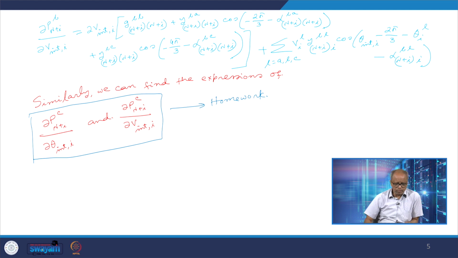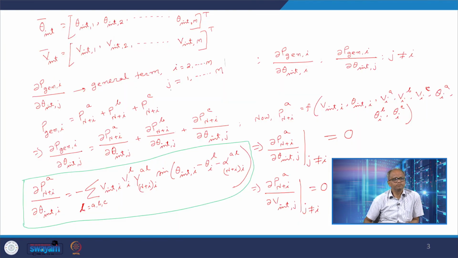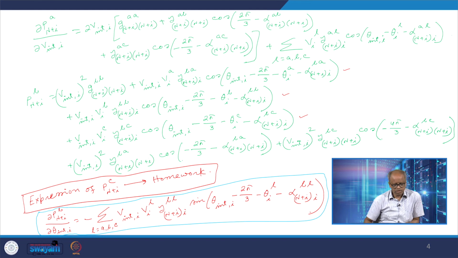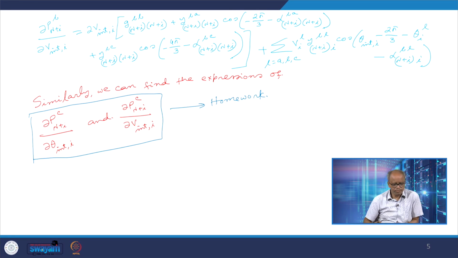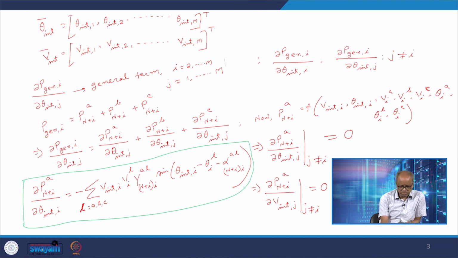Right. So once we have got these three terms, so we have already derived the terms del P n plus I A by delta theta internal I and del P n plus I A delta V internal I. We have also derived del P n plus I B by delta theta internal I and del P n plus I B delta V internal I. Similarly, we can find out del P n plus I C delta theta internal I and del P n plus I C delta V internal I. Once we find them, just by using this relation, I can find out del P gen I by delta theta internal I, right, that we can find out.